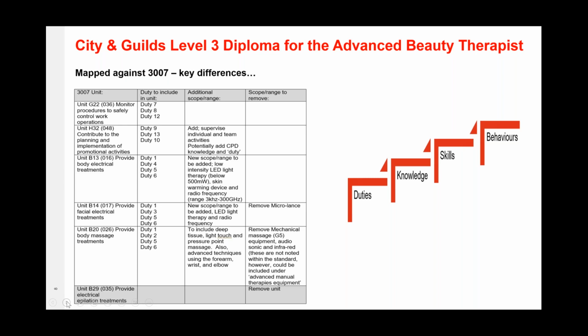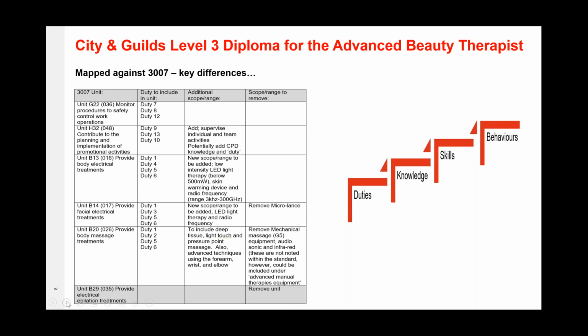So this will be a fantastic update for those NVQ type learners at the moment who've been using the existing NVQs as part of frameworks. We've also seen the removal of the mechanical massage, that G5, audiosonic, infrared type pieces of equipment. They are now removed from the body manual therapies unit. But you will be able to see there's some references to advanced manual therapy equipment. So if your particular apprentice was working in a salon that did use those pieces of equipment, by all means you can still include and stretch and challenge them as much as you wish to do so.